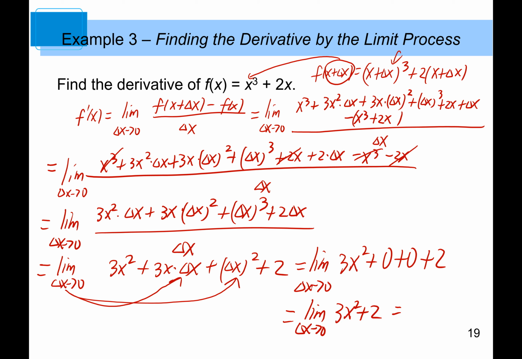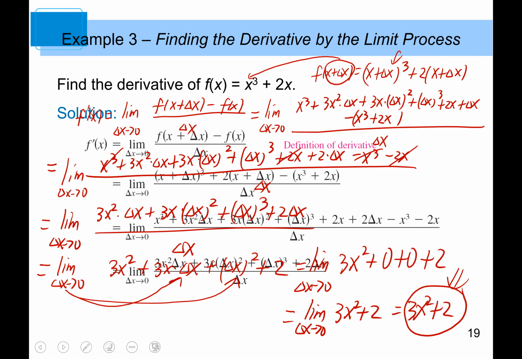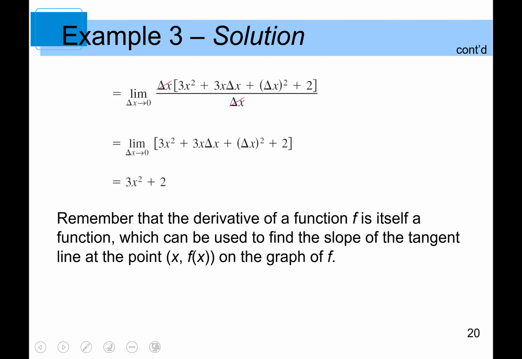With respect to delta x, x is a constant, right? So for any constant, the answer is 3x squared plus 2. So the derivative of f of x equals x cubed plus 2x is 3x squared plus 2. So this is the detailed solution to the problem we just went over.